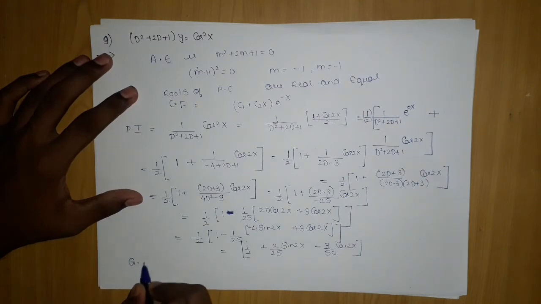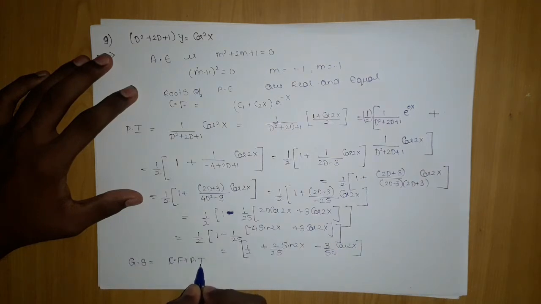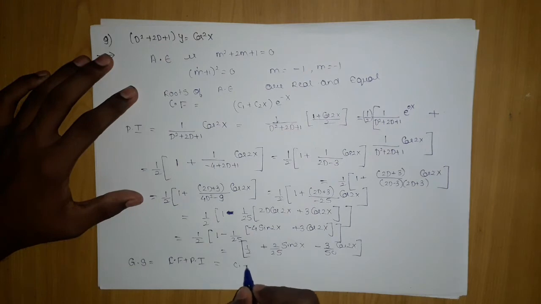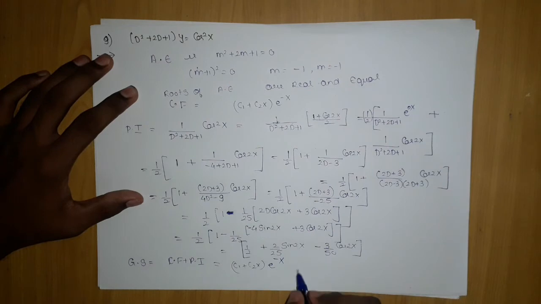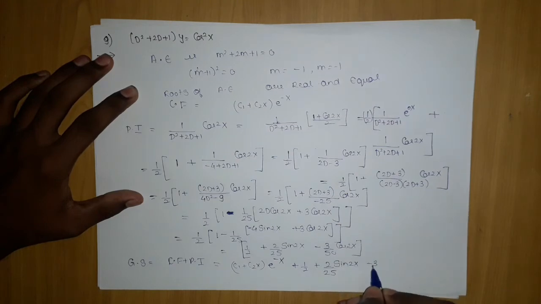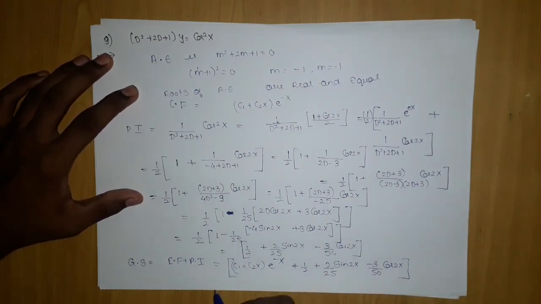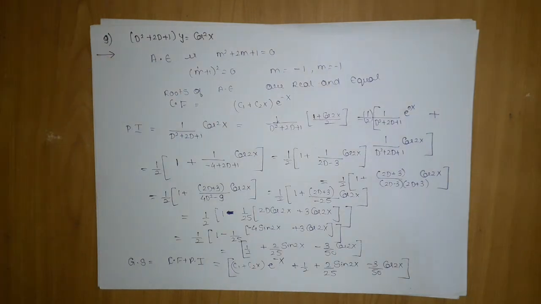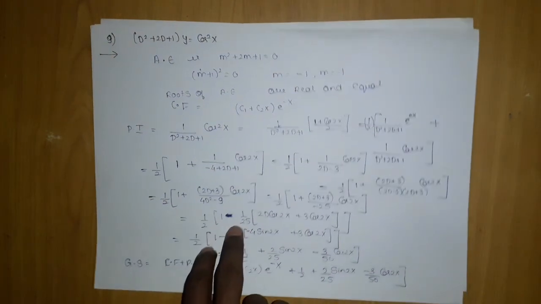Now the general solution is a combination of two things: the complementary function and the particular integral. So we substitute them, which will be (c1 plus c2x) e to the power minus x, and here we substitute this, 1/2 plus 22/25 into sin 2x minus 3/50 cos 2x. So this is our required answer. Hope you have understood this properly. Now let's move on to the next question.